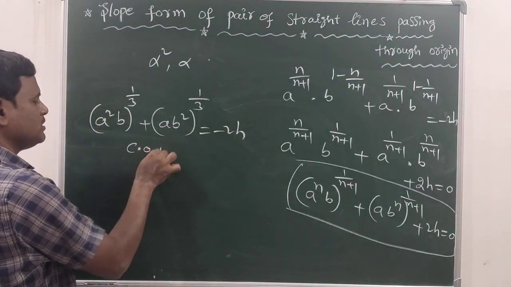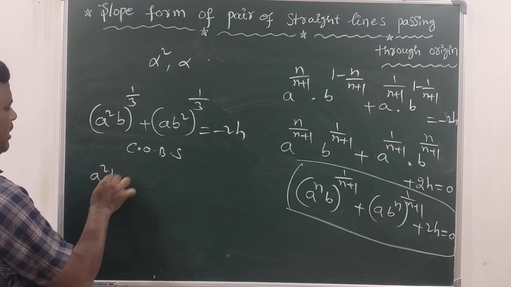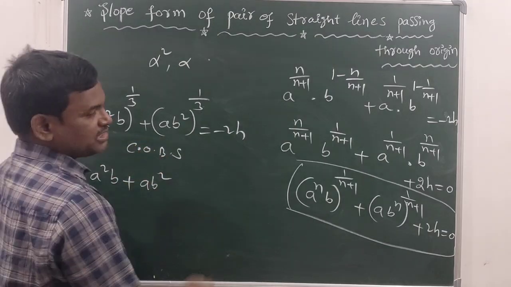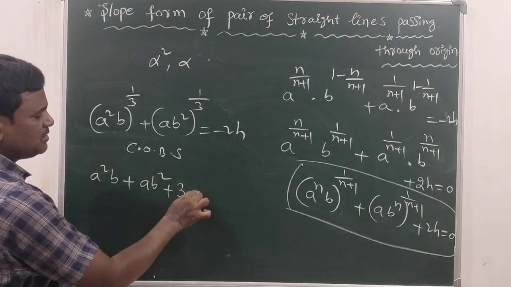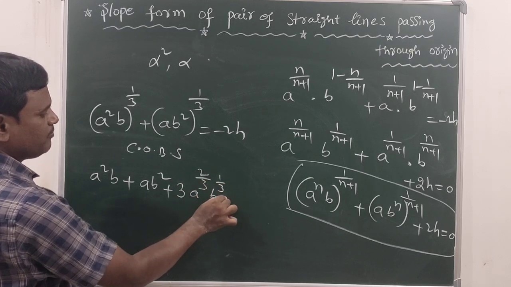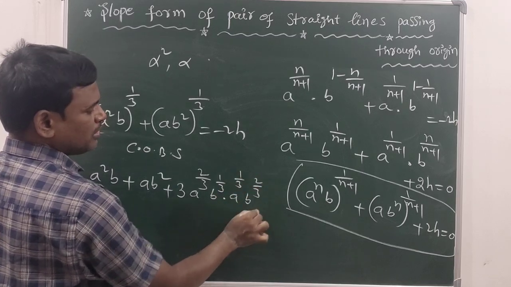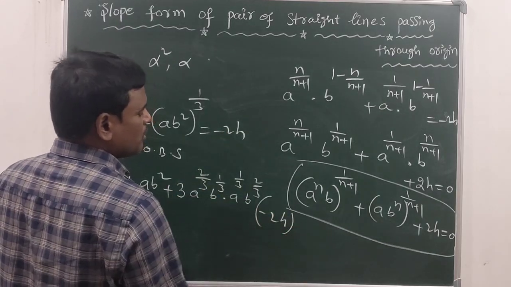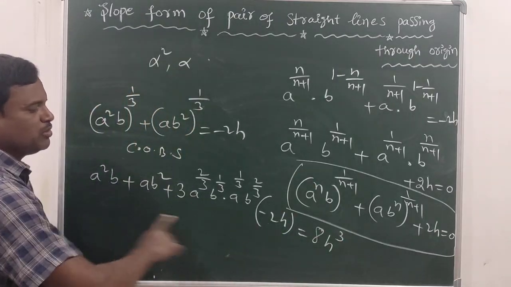Now cube on both sides. It is going to be a square b, and here ab square. You know, students, the a plus b whole cube formula: a cube plus b cube plus 3ab. Here it is going to be a power 2 by 3, b power 1 by 3, and a power 1 by 3, b power 2 by 3, bracket of a plus b. In place of a plus b you can write minus 2h, which is equal to minus 8h cube you will get. I hope you have understood this step.